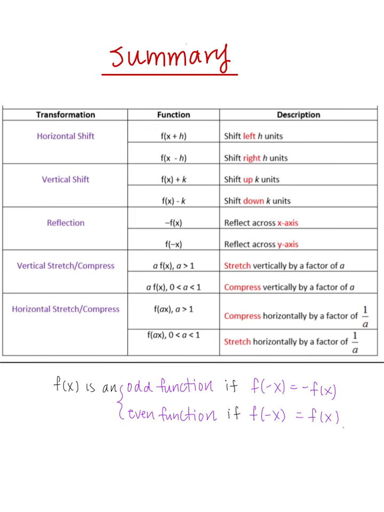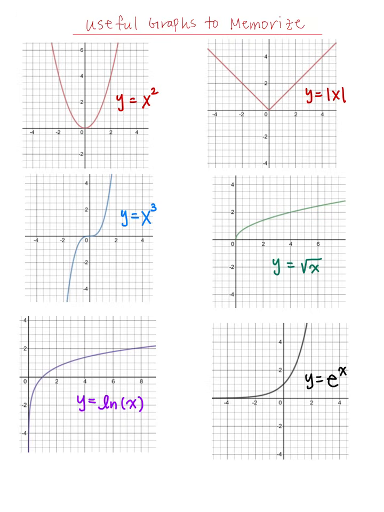And also, I told you that you're going to have to memorize some basic functions, so I also summarized that for you as well. So here they are. These are some useful graphs to memorize. The first one is y equals x squared. It's a parabola. Absolute value of x, we talked about that. Y equals x cubed, square root of x, natural log of x, and then e to the x. Those are very, very common functions that you're going to have to know for our class. So please try to memorize that.